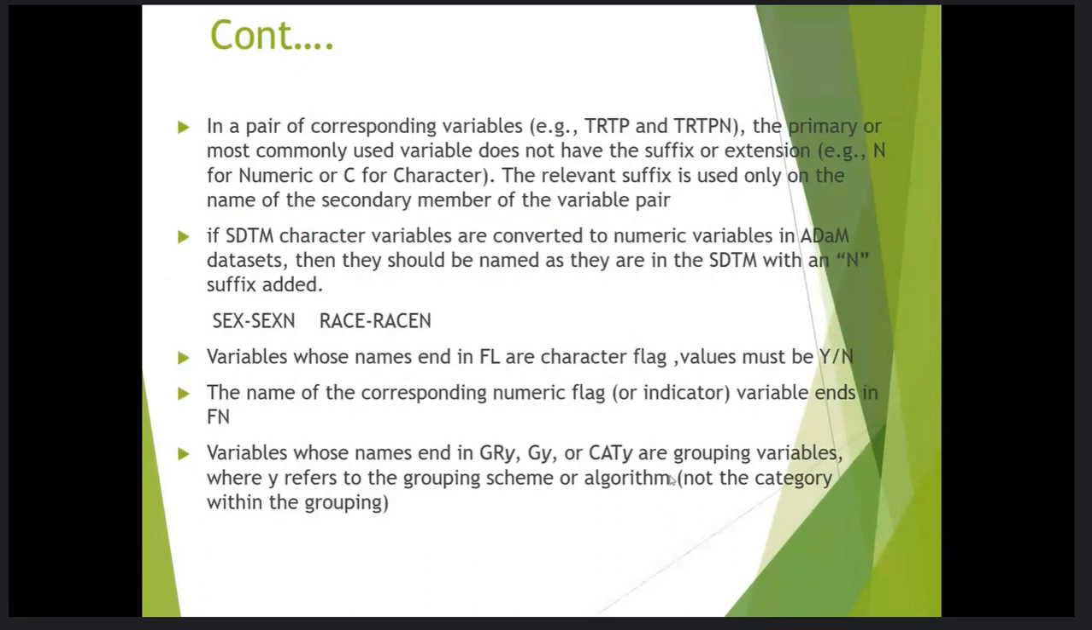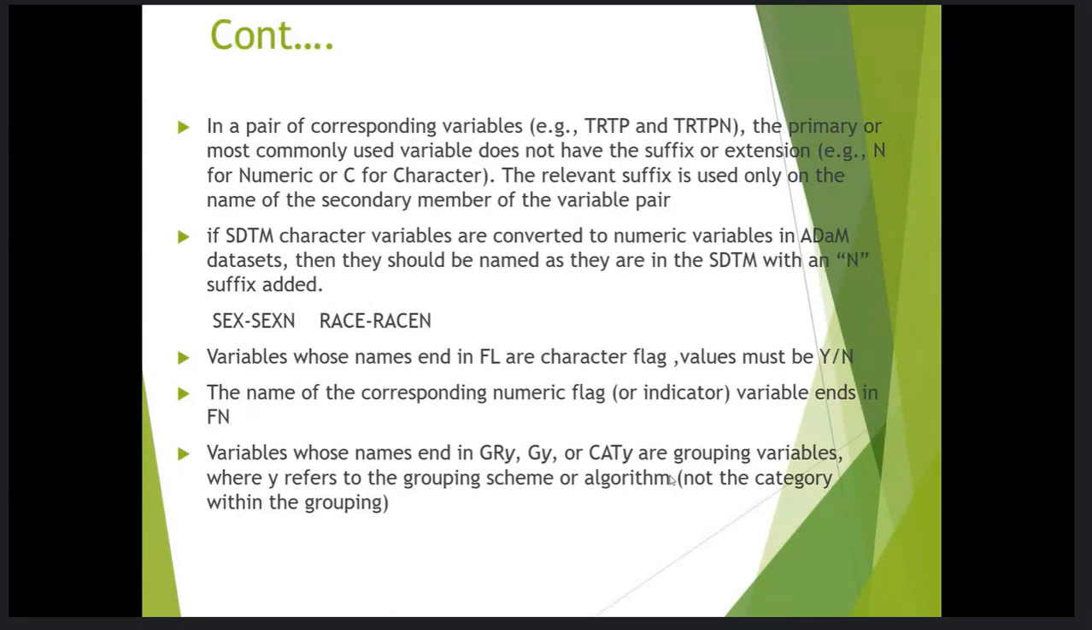And then I told you we are going to have corresponding variables. The best example is TRTP, planned treatment, and TRTPN. So when we have two variables, only the secondary variable will display the data type. So obviously the primary variable is going to be the opposite data type. If TRTPN is numerical, obviously TRTP is going to be a character variable. But if you want to have a secondary variable in our dataset, you should have the primary variable also.